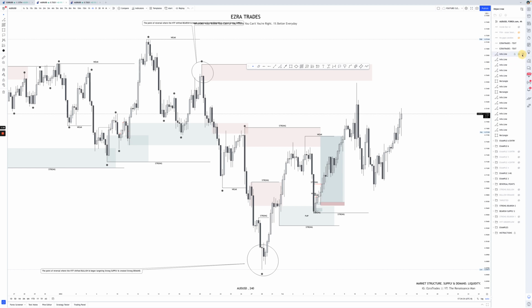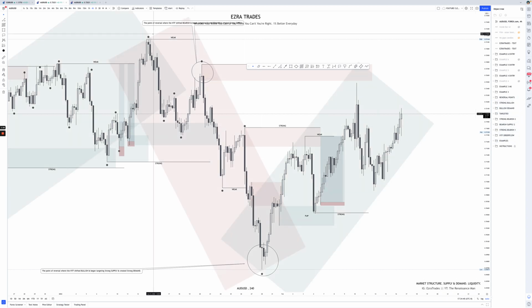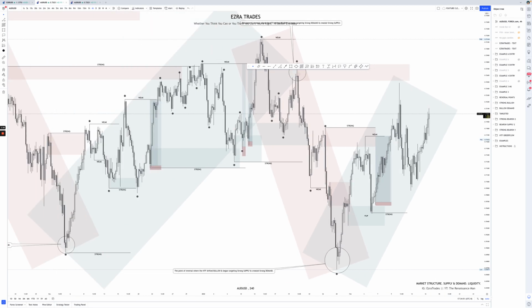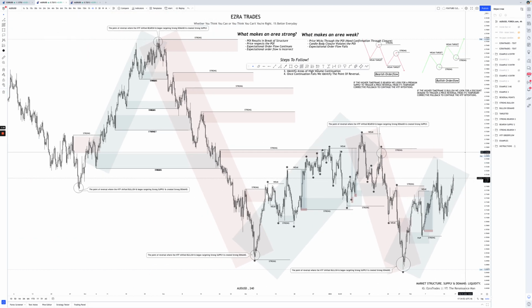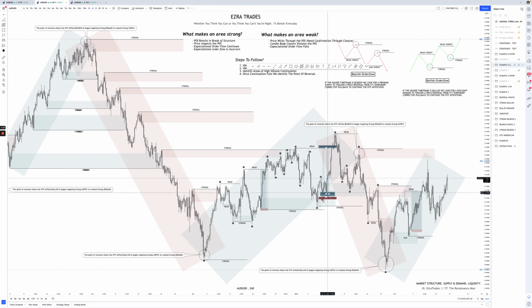Let me get rid of some of these things that I've just recently drawn on. And I'm going to hide these a little bit. Just going to show the entries. Let's see, all of this stuff. So let's recap really quick on the 4 hour here. So let's do this. I'm actually going to drag these out a little bit just so you can see.